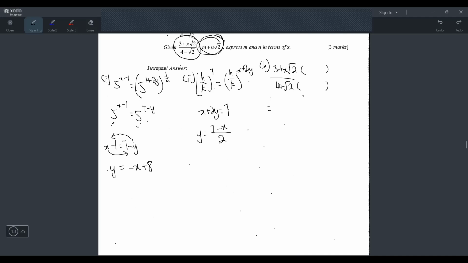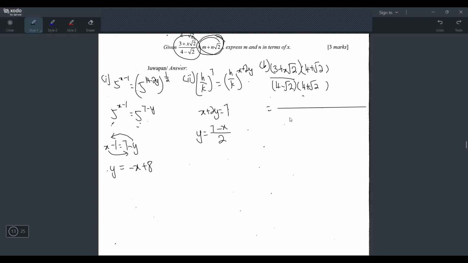Okay, so how do we get rid of the square root? We have to multiply with the conjugate. So the conjugate for this case will be 4 plus square root 2, 4 plus square root 2, right? So when I multiply the 4 minus square root 2 with 4 plus square root 2, the square root will disappear. Okay, the square root will disappear. So now what I will do is multiply. Okay, first let's take bottom times bottom first. So if we take 4 minus square root 2 times 4 plus square root 2, what will happen?